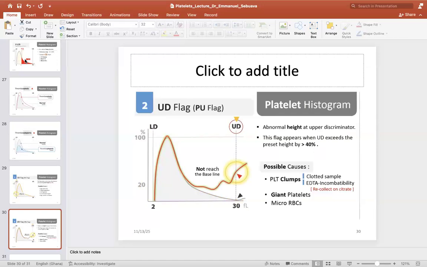Okay, so the next one is the other side of the curve that is supposed to end on the base again, and it is not touching the baseline. What is the possible cause? This time round, you can start looking at platelet clumps. And where do you get this information from? The machine will just give you these kind of graphs and even give you some flags. But where you get the details of what is causing this problem is your film.